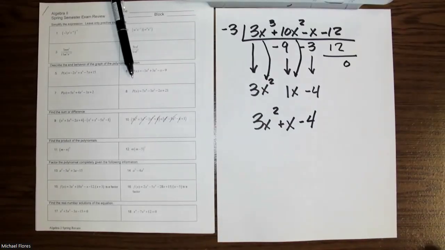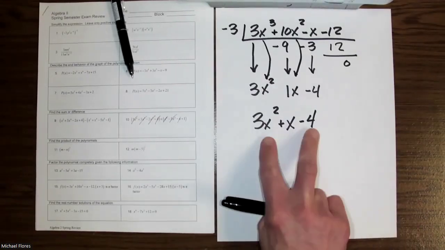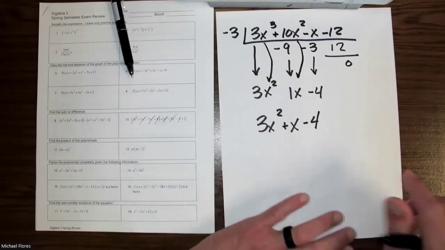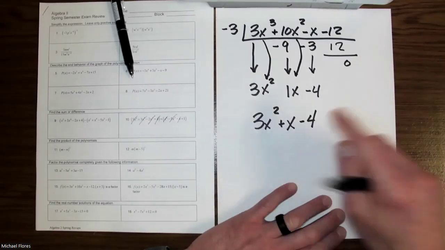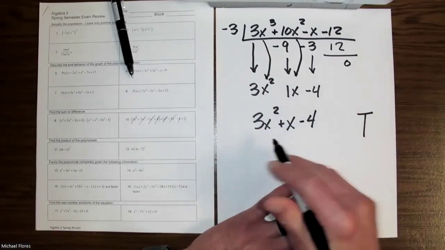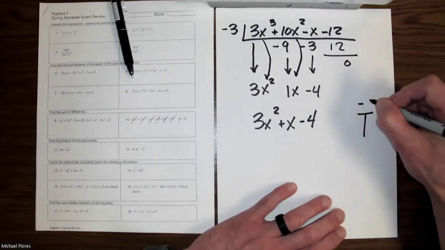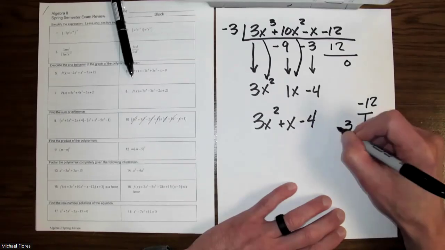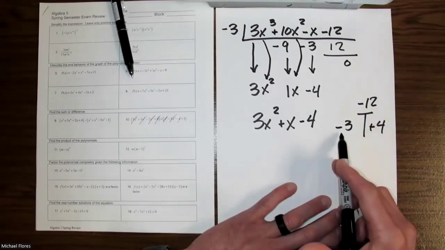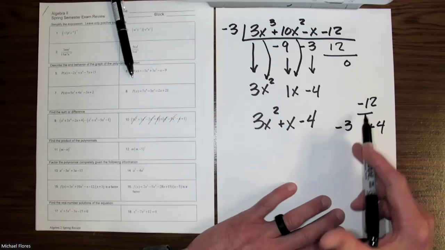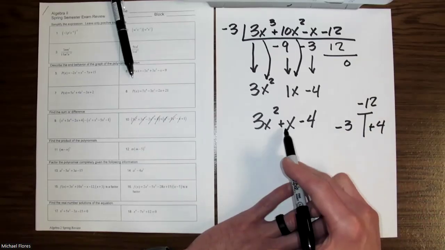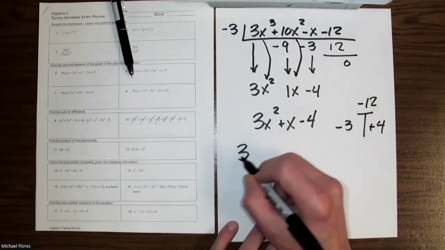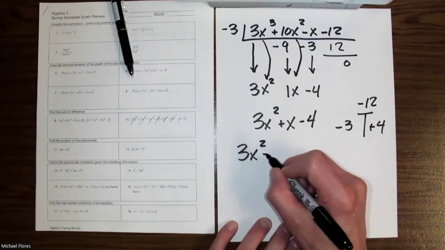Now it told us to factor completely. So this right here is factorable. Number in front times number in back, a times c, 3 times negative 4, negative 12. And these are the factors that we need because negative 3 times 4 is negative 12, and negative 3 plus 4 is positive 1. We're going to have to create a grouping problem.